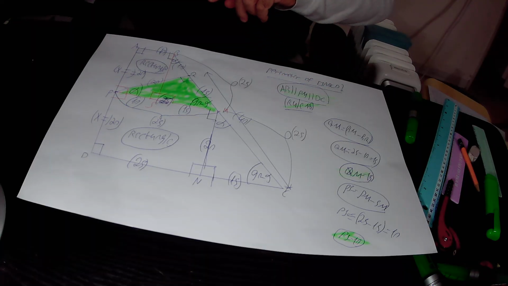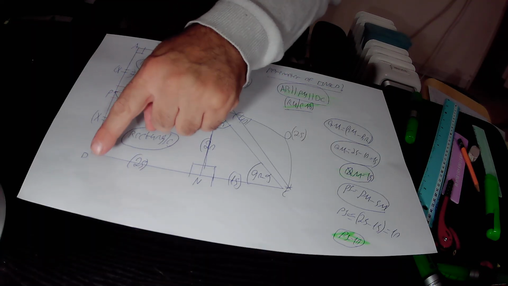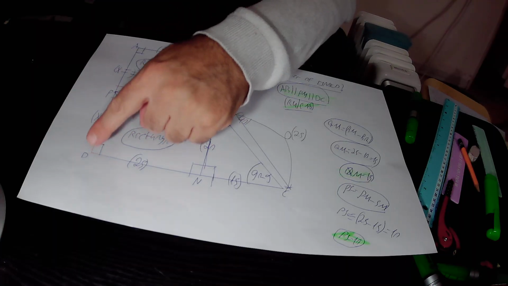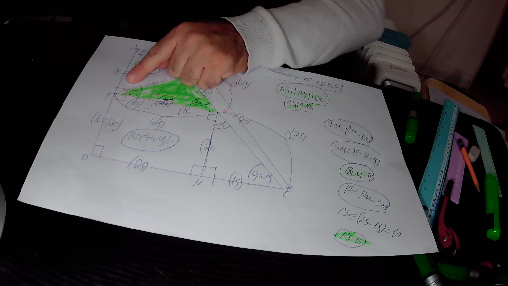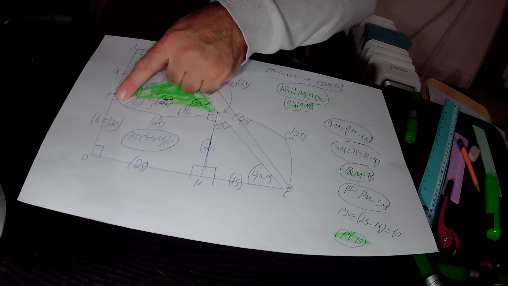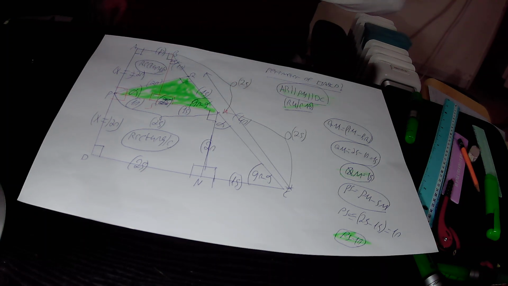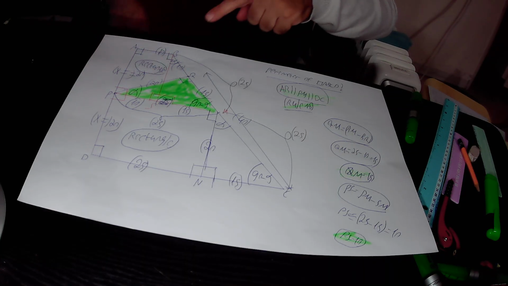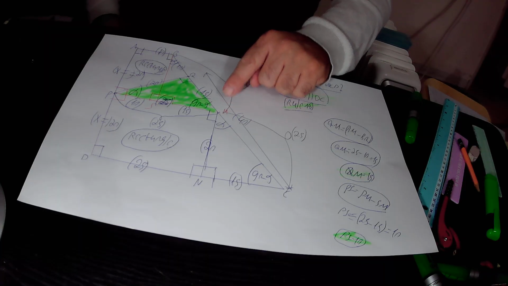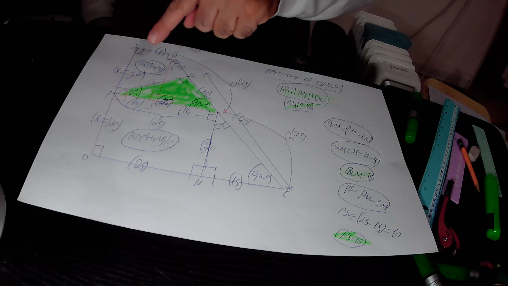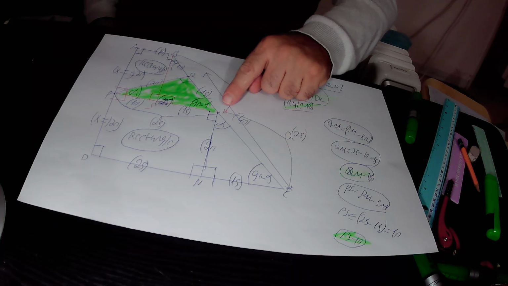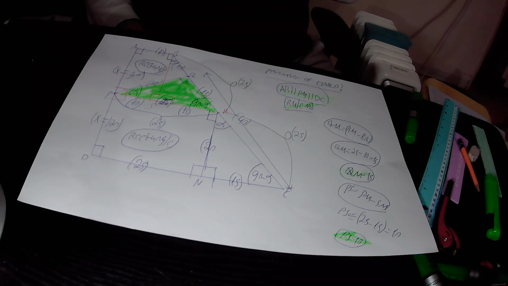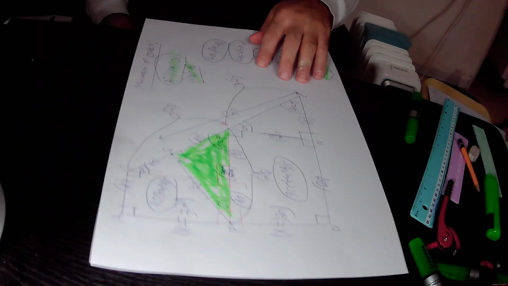In the first step, we did the construction: we drew a perpendicular on AD at point P. So this angle equals 90 degrees, and this angle also equals 90 degrees according to our construction. In the next step, we extended the perpendicular at P until it touches side BC. We define the touching point of the extended perpendicular with side BC as point M.